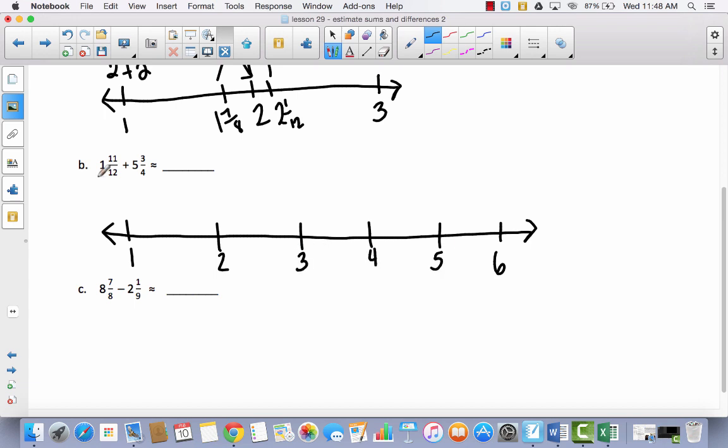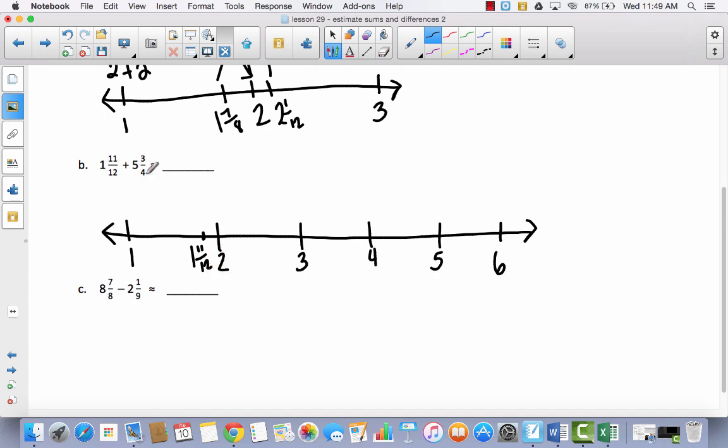So let's start with 1 and 11/12. Where would 1 and 11/12 come on the number line? Well, it would come between 1 and 2. And we have 11/12. So that means if I divided this into 12 parts, I would go all the way over until I got to 11/12. That's going to be way down here. So I've got 1 and 11/12, because 1 and 12/12 is the same as 2, so it's almost 2.